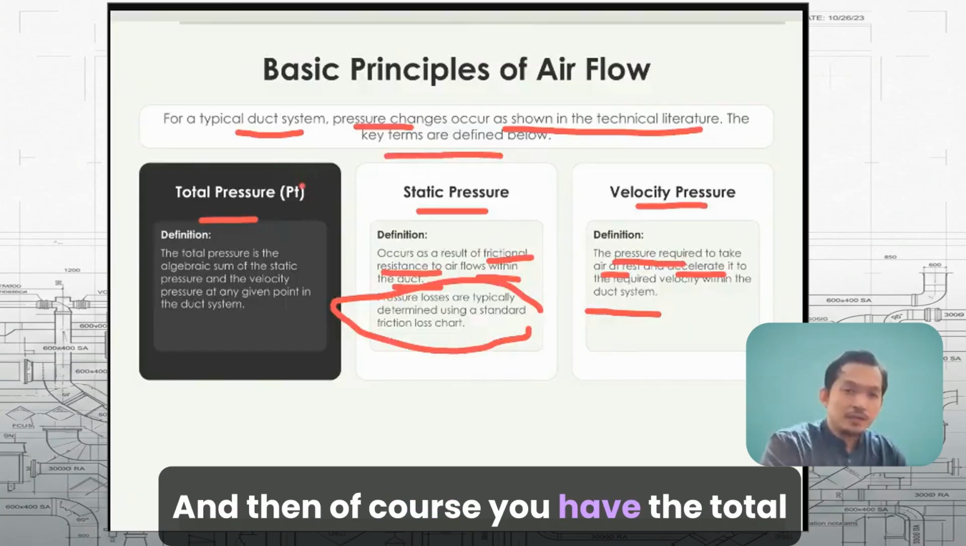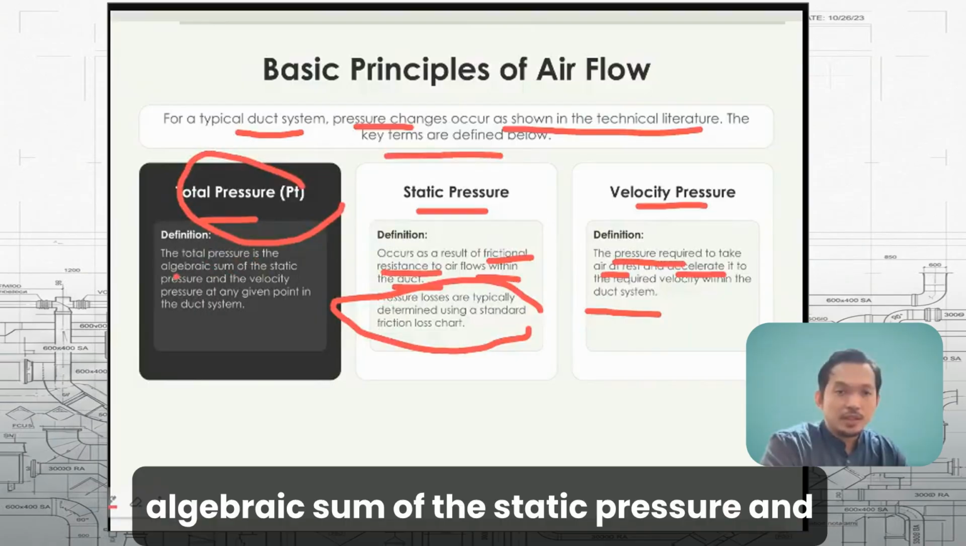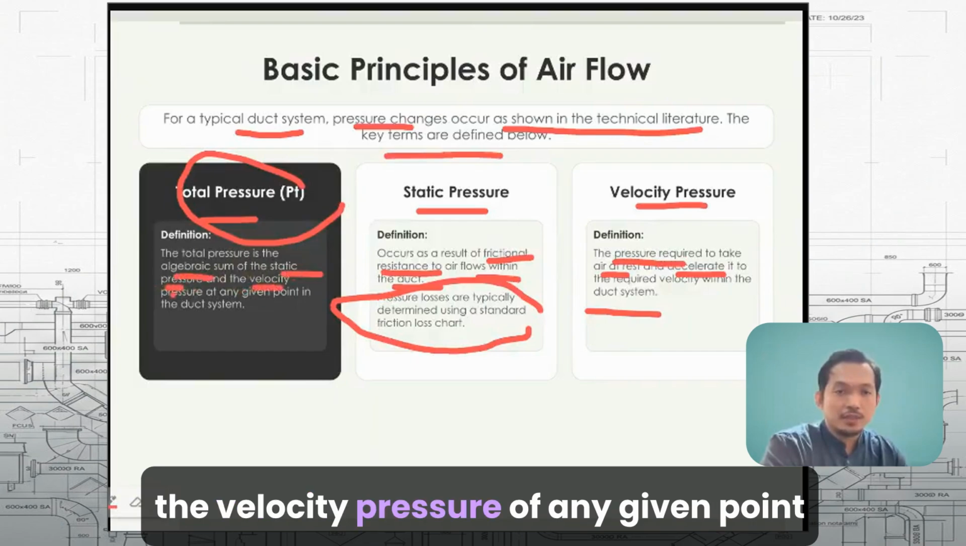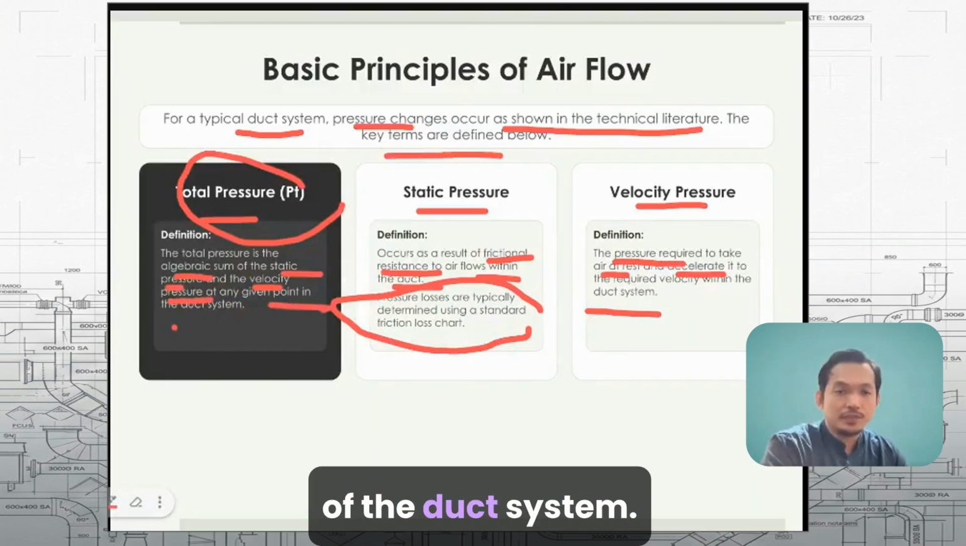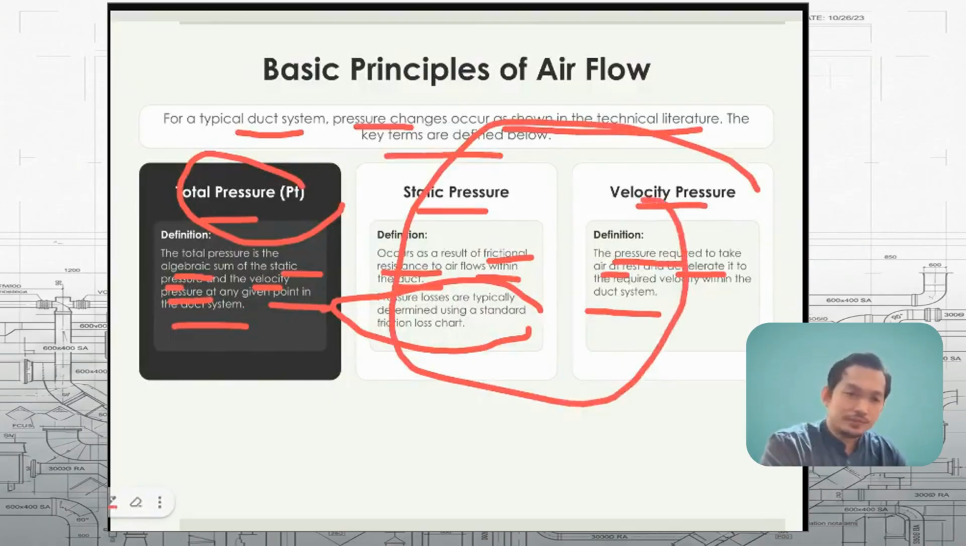And then of course you have the total pressure, which is the algebraic sum of the static pressure and the velocity pressure at any given point of the duct system. Basically, it's a total of these two.